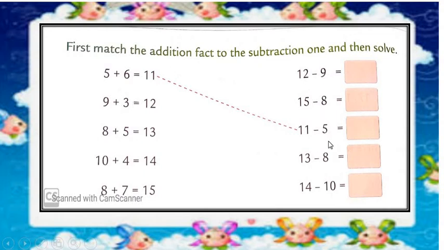On the other side, write down 12 minus 9 is equal to dash. Fifteen minus 8 is equal to dash. Eleven minus 5 is equal to dash. 13 minus 8 is equal to dash. 14 minus 10 is equal to dash.